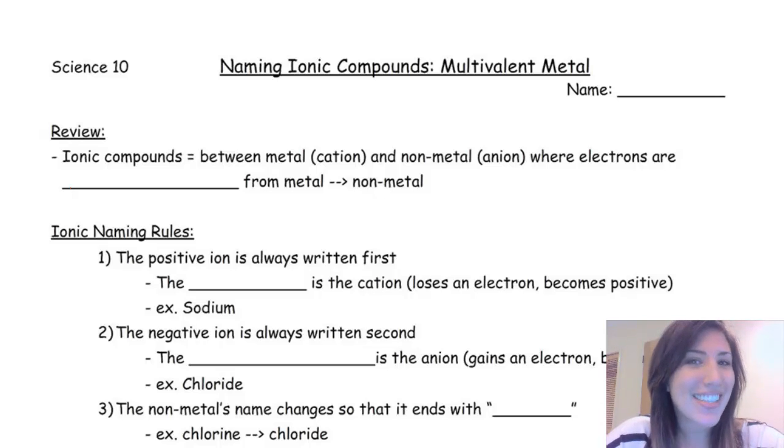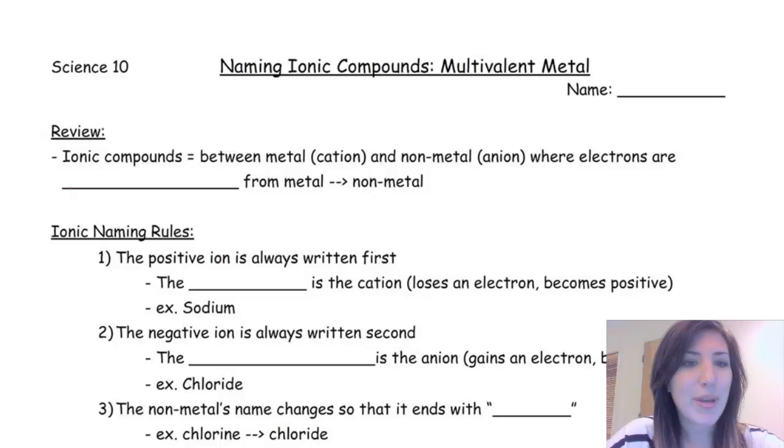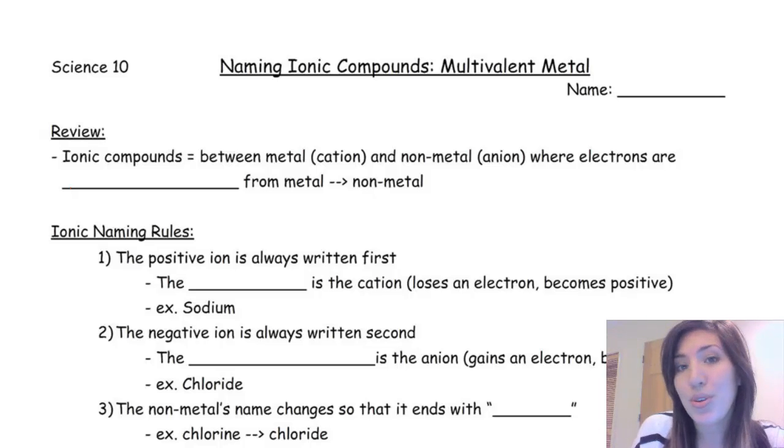I'm Mrs. Burns, and today we will be talking about naming ionic compounds again, but we're going to specifically look at what happens if that metal is a multivalent metal. So let's review a couple key points here before we begin. Ionic compounds occur between metals and nonmetals. Remember, covalent is between two nonmetals.